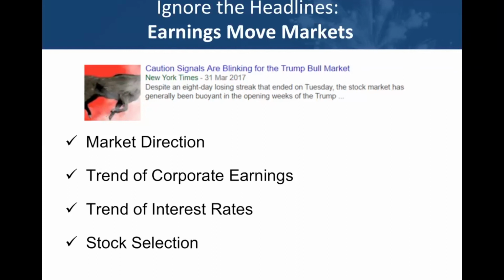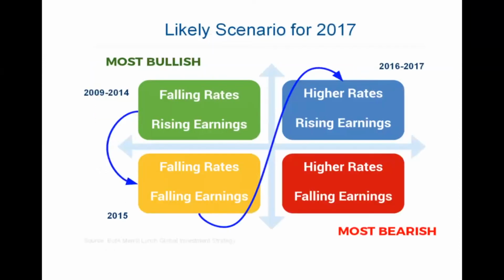The real reason that markets move up is when earnings are moving up. So here's what's really important. Market direction. Got to have some sense of what the market is doing. Trend of corporate earnings, trend of interest rates, and most importantly, stock selection. There's your directional edge. So here's the likely scenario for the balance of 2017.